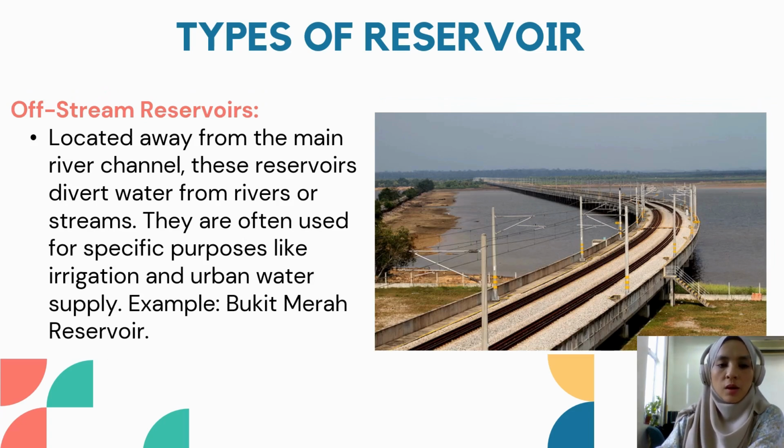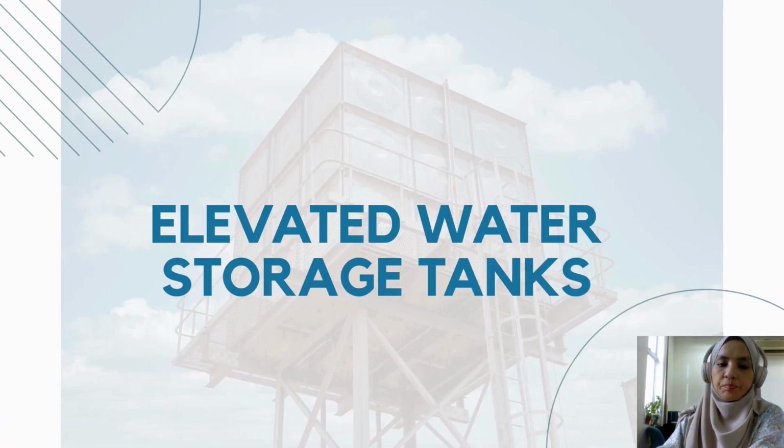The second one is the off-stream reservoir, which is located away from the main river channel. These reservoirs divert water from rivers or streams. They are often used for specific purposes like irrigation and urban water supply. For example, in Malaysia we have Bukit Merah Reservoir.